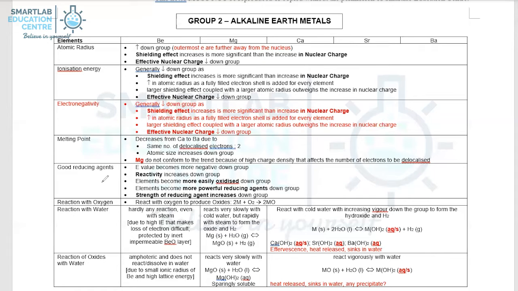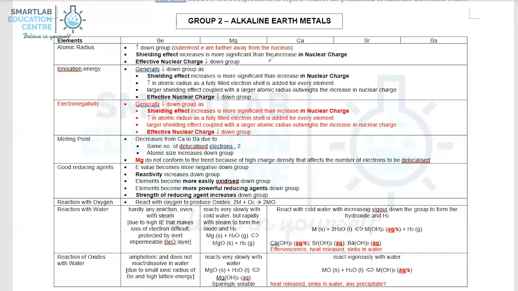In terms of reducing power, we noted that all the metals are the right-hand species in the standard electrode potential values. And if you look at the standard potential values, the values become more negative as you go down the group. Therefore, indicating that the reactions can move from right to left, and hence the reducing power of your alkaline earth metals increases down the group. So which means when you go down the group, the metals become stronger reducing agents.